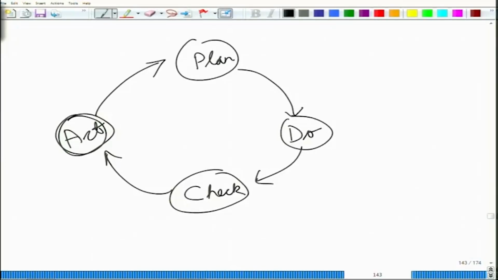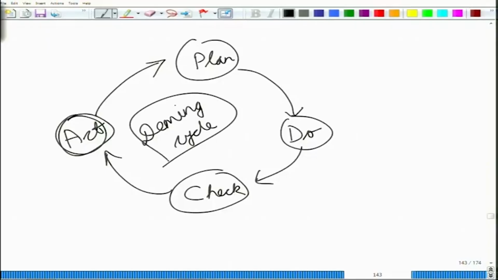So, for instance, in this case, suppose we figured out that tiger numbers are reducing because of poaching. So, you will make another plan, you will say that now we need these steps to reduce the poaching that is there in this population. So, this thing goes by the name of the Deming cycle.